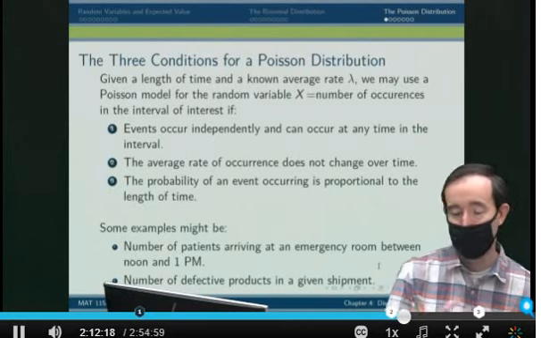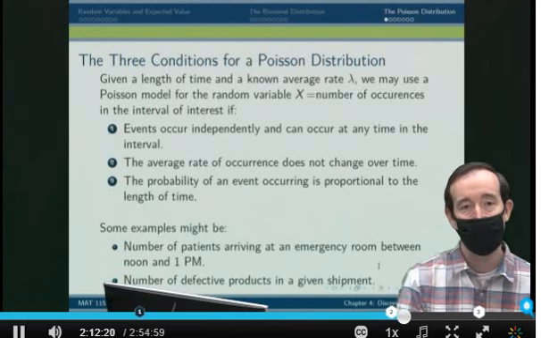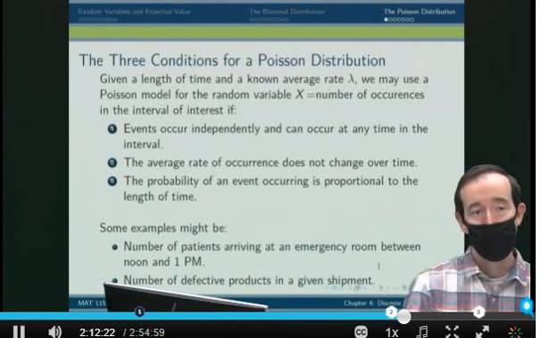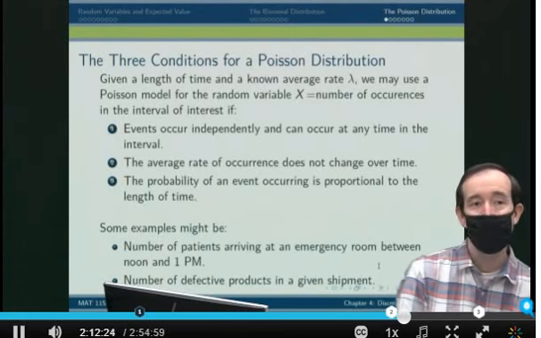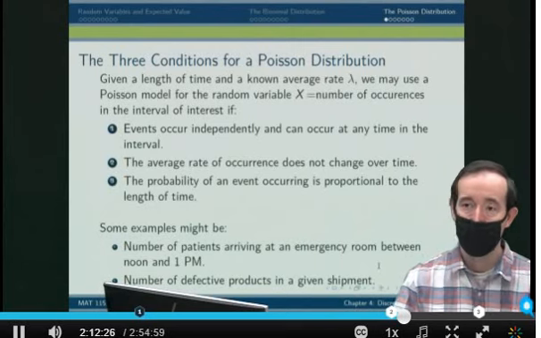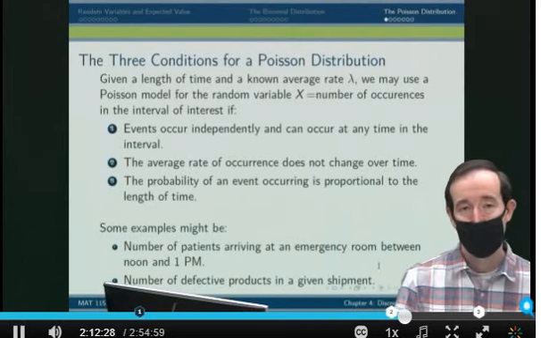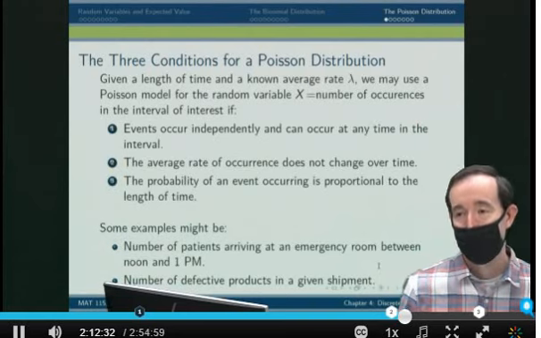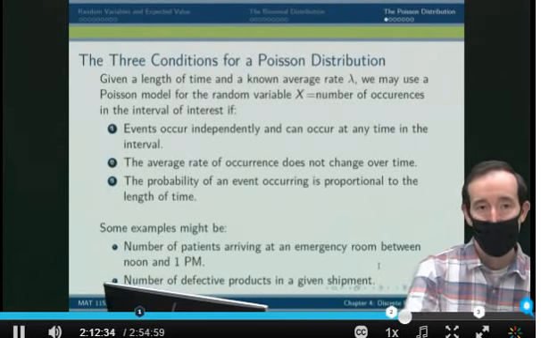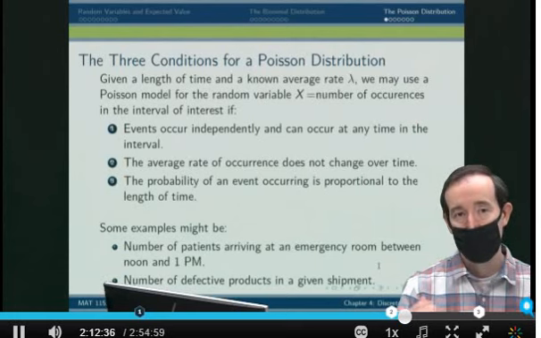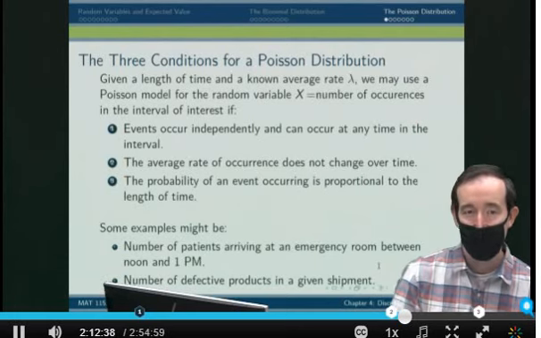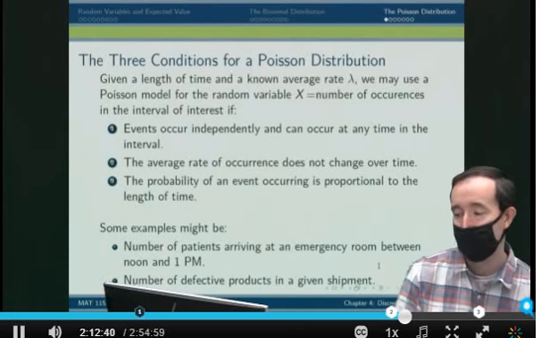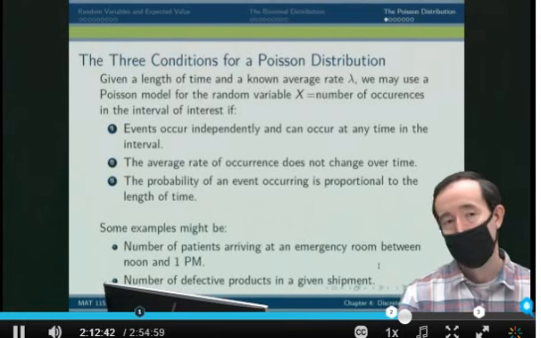If I'm trying to manage foot traffic and staffing levels at an emergency room, I might need to know how many patients do I expect to arrive between noon and 1 p.m. on a given day. Now obviously each day may be different, no idea what might have happened that day versus another day, but if I have an average and I have enough of these other conditions that are satisfied, I can use a Poisson distribution to estimate that.